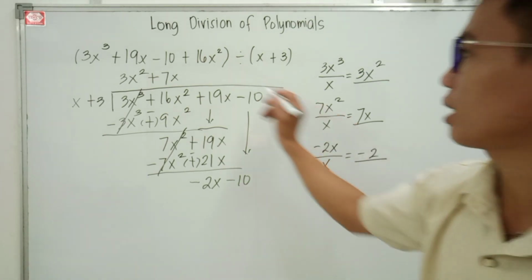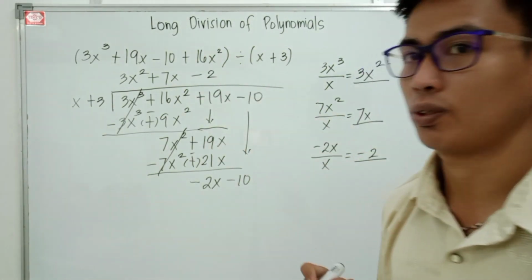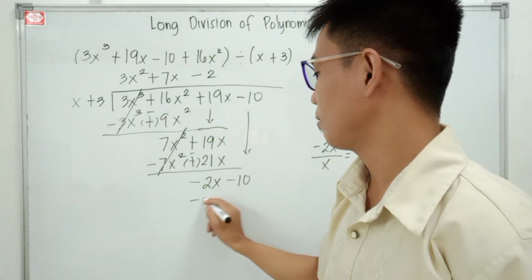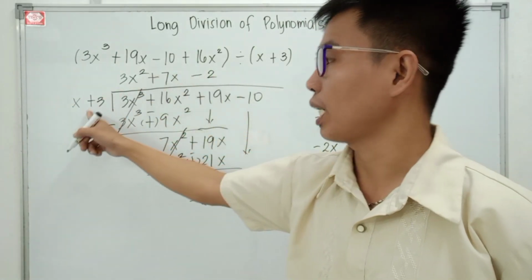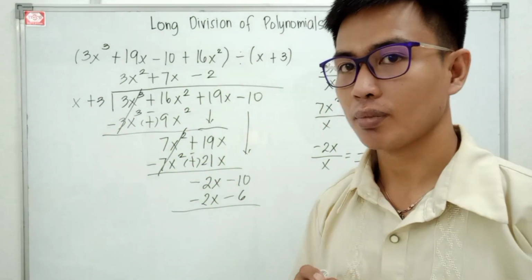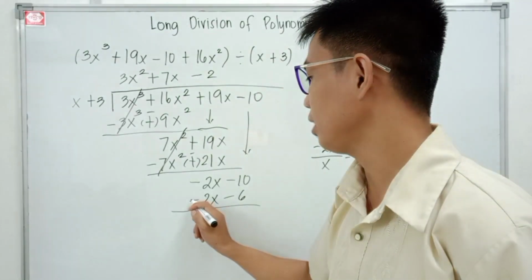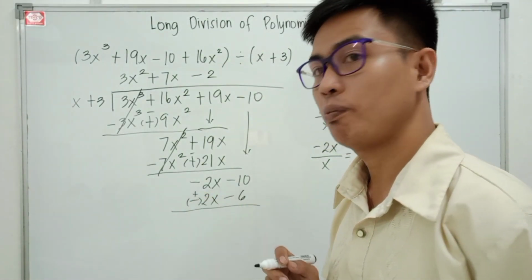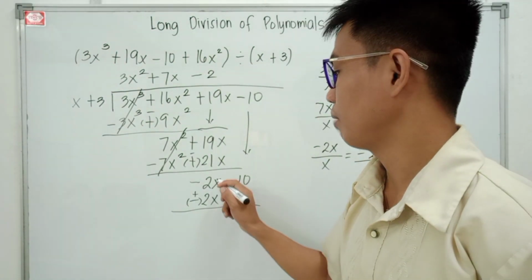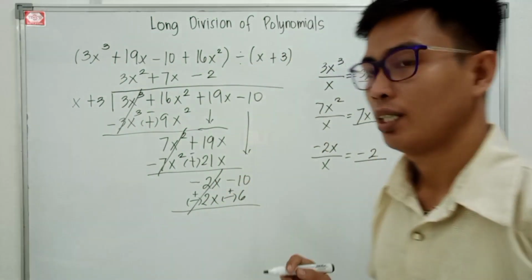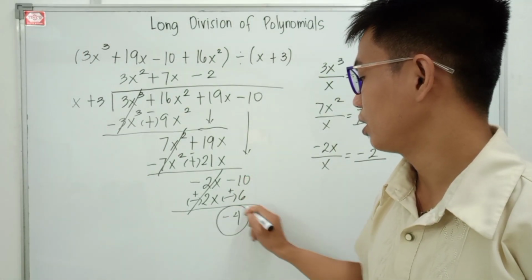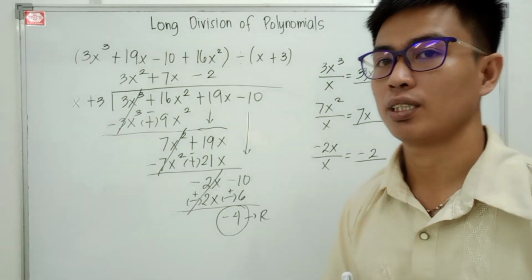Then yung result, sulat natin dito, negative 2. And multiply, so negative 2 times x is negative 2x. Negative 2 times positive 3 is negative 6. Then, proceed to subtraction. So change the sign, negative 2x will become positive, negative 6 will become positive. Then proceed to addition, cancel, and then negative 10 plus 6 is negative 4. And this is our remainder.